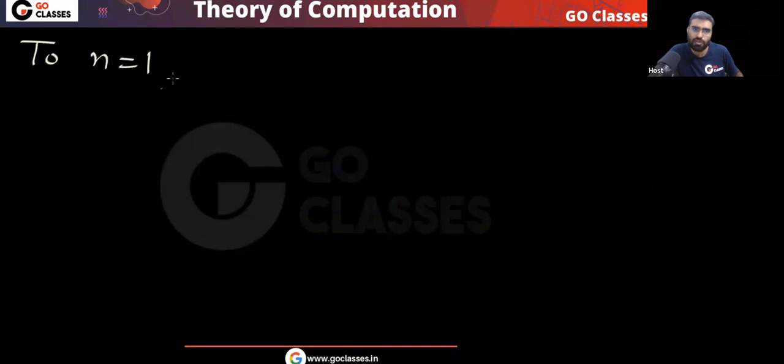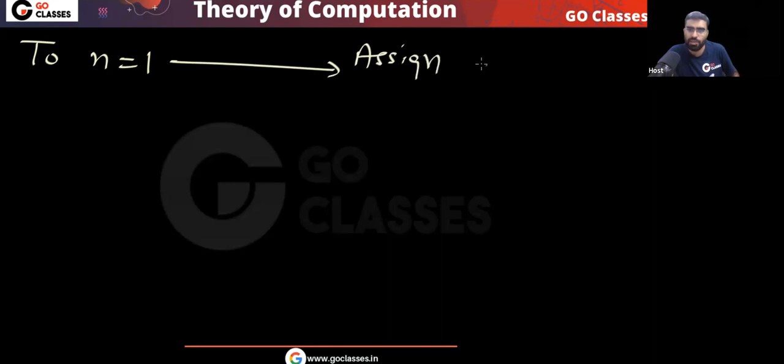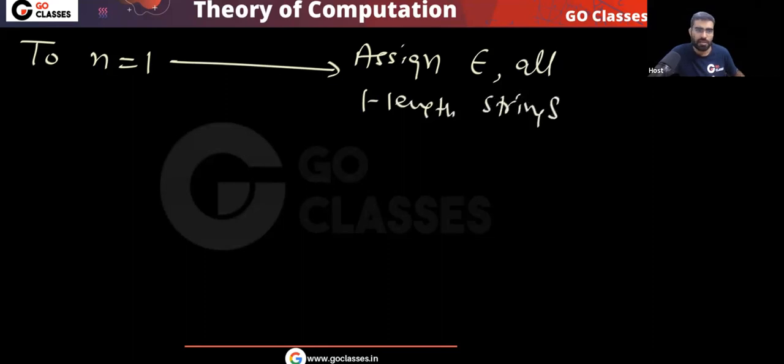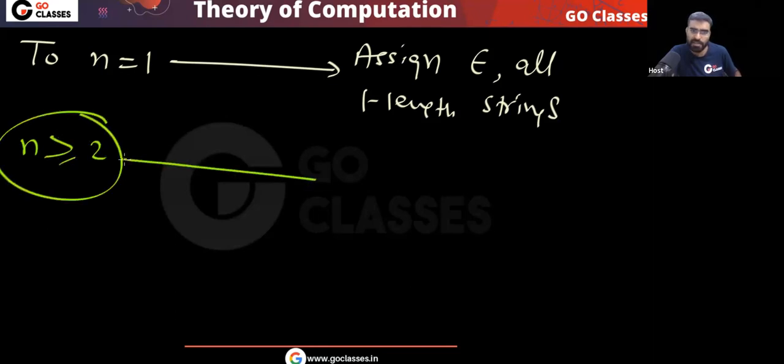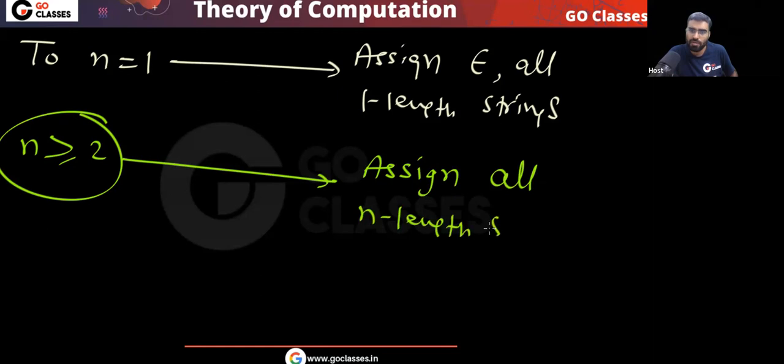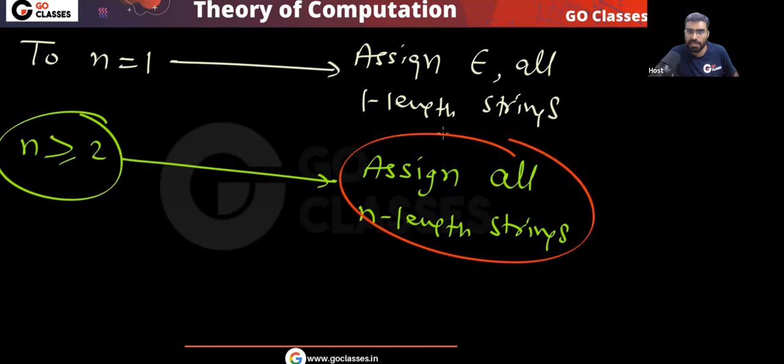To n equal to 1, what did you assign? You are assigning epsilon and all one length strings. Okay. Now, if you take any n greater than or equal to 2, what do you do? You assign all n length strings. How many? Assign all n length strings.